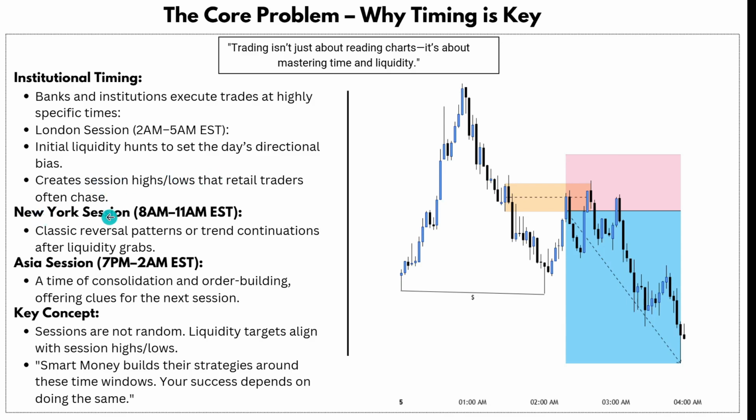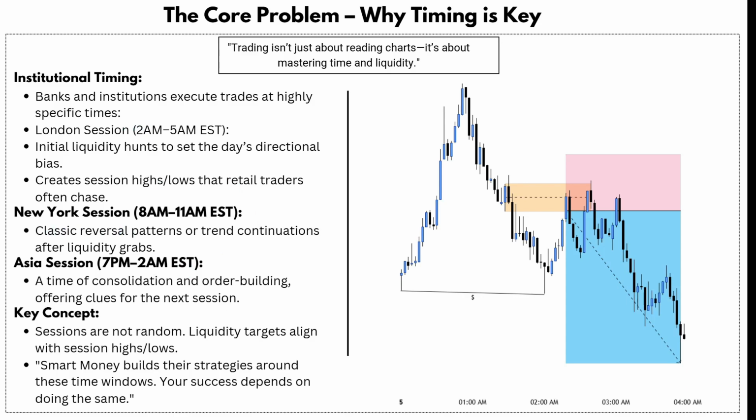Now the New York morning session is between 8 a.m. to 11 a.m. EST. That's the classic reversal patterns or trend continuations after the liquidity grabs. And now the Asia session, that's between 7 p.m. to 2 a.m. EST. That's a time of consolidation and order building. It often leaves clues for the next session. So the Asian session is extremely important in identifying the London session and the New York session.